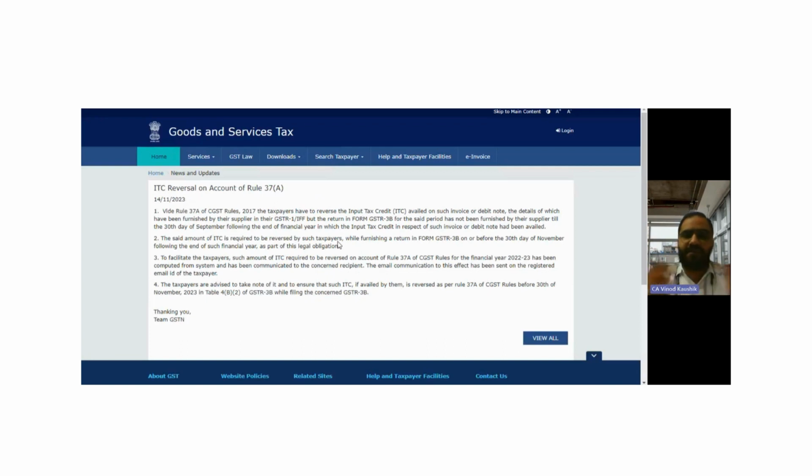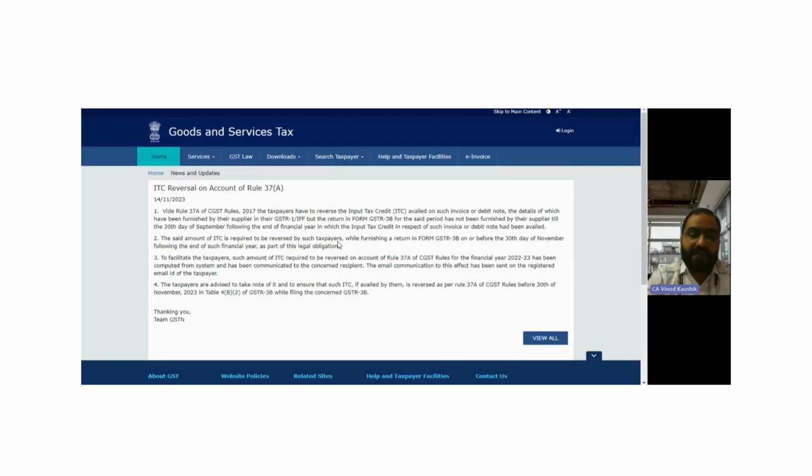So let me summarize this whole discussion in simple words. There is Section 16(2)(c) which says that I am eligible for input tax credit provided my supplier has paid tax to the government, either through utilization of a valid input tax credit or through the electronic cash ledger. This has to be ensured. There has to be a mechanism for that, and the mechanism is ensured in Rule 37A.